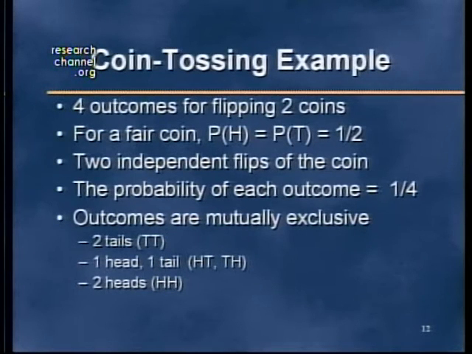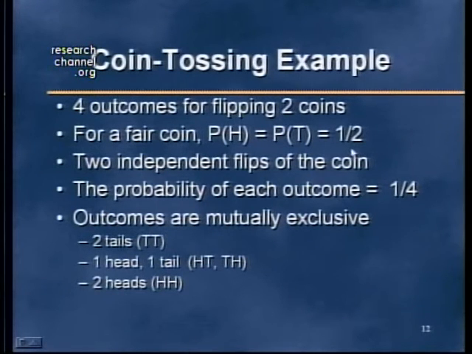Okay, so let's go back to that coin tossing example. If we actually think of flipping two coins, and suppose that we have the scenario in which we have a fair coin, in which there's a 50% chance of getting a head and a 50% chance of getting a tail, and so the probability of head is the same as the probability of tail equals 1/2. And suppose that we actually have the same coin and we just flip it two times. And we'll consider them to be independent flips or tosses of the coin. So the outcome when I flip that first coin shouldn't influence the outcome of flipping that second coin. Now, the probability then of each outcome we'll see is equal to 1/4.